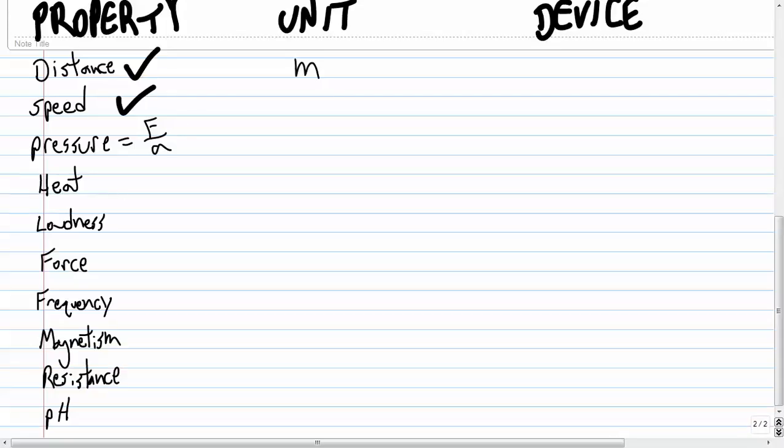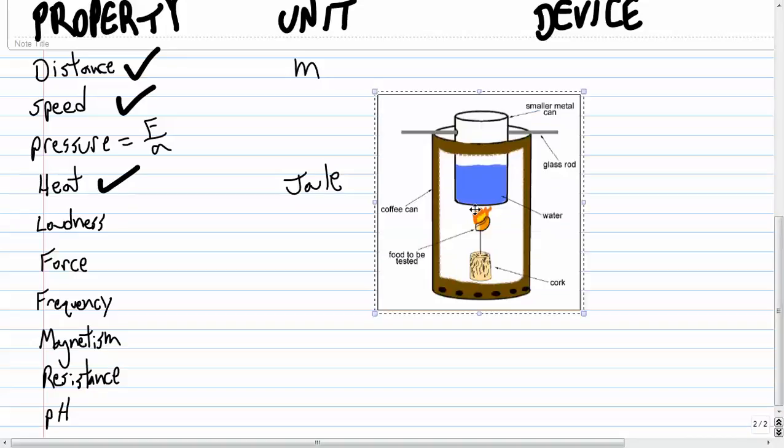Let's jump down to heat. The unit of heat. Heat is a type of energy, and we measure that in a unit called the joule. So how can you see how much heat something has in it, how many joules worth of energy it contains? Well, if it's something that you can burn, you burn it.